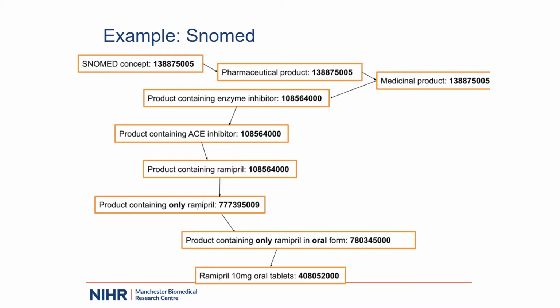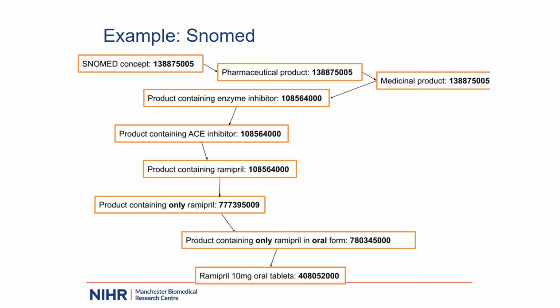Just to give a slightly more complicated example, this is what SNOMED looks like. As you can see, we're starting at the top with a SNOMED concept, and right at the bottom we've got our ramipril 10 milligram oral tablets. You can see here that there's now far more than 5 layers of hierarchy. So before we just had medication, whereas now we've got a pharmaceutical product and a medicinal product. I'm not entirely sure what the difference is between those because I am not a clinician, but a medicinal product is a pharmaceutical product, and a pharmaceutical product is the concept.